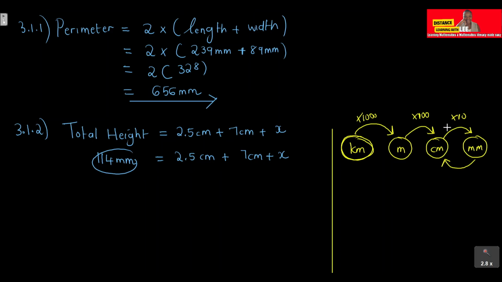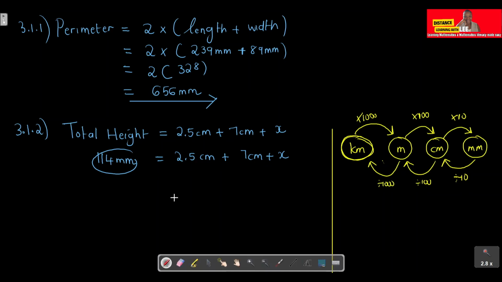And here, if you're doing the reverse, when you want to move from a smaller unit to a bigger unit, you need to do the reverse operation of what you did at the top. So you're going to divide by 10, then you're going to divide by 100, and then here, you are going to divide by 1,000. So that's what we're going to do.